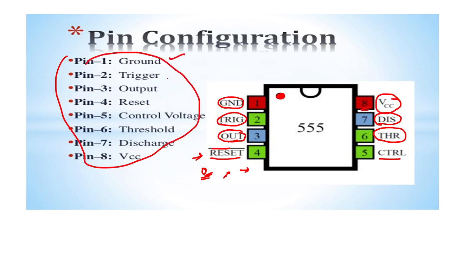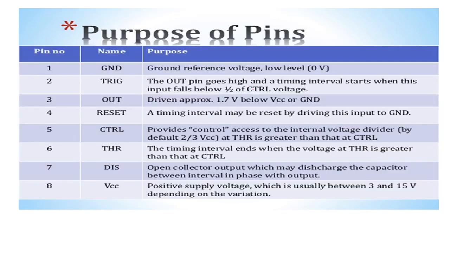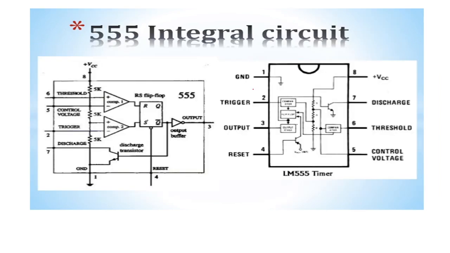First number ground, second number trigger, third number output, fourth number reset, fifth number control voltage, sixth number threshold, seventh number discharge, and eighth number is my VCC, that is nothing but the supply voltage. You can observe that this is a positive supply and this is my negative supply voltage. Why we are using these pins, we will discuss later with the help of the internal diagram.